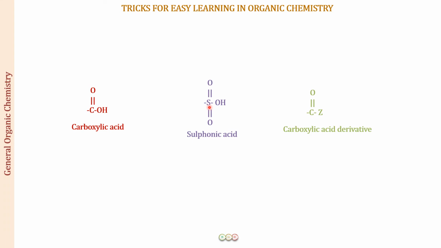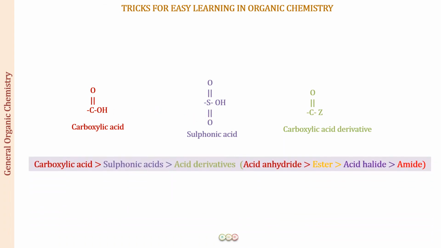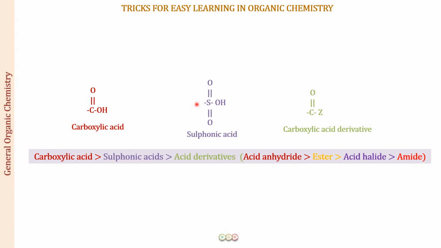Or the other way you can remember is that we are learning organic chemistry, which is nothing more than about the carbon. So the carbon is more important to us than the sulfur. The priority order so far is the carboxylic acids being higher in priority than the sulfonic acids, both acids higher in priority than the acid derivatives, and for the acid derivatives we have learned the mnemonic a reaction: acid anhydride, ester, acid halide, and amide.